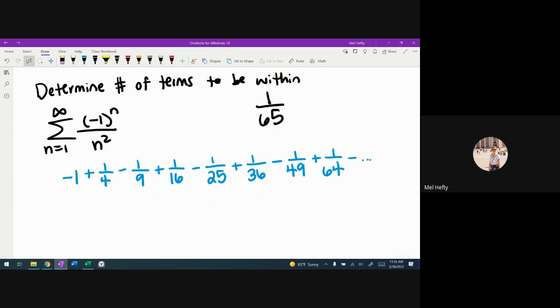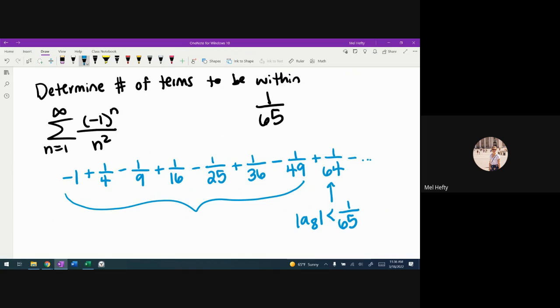All right, so I found the term, right? This one is less than 1/65. So let's talk about how to answer this question. This is the 8th term, right? The 8th term is less than 1/65. So let's answer the question. How many terms do I need to have the sum be within 1/65? Try again. 7. All right, third time's the charm.